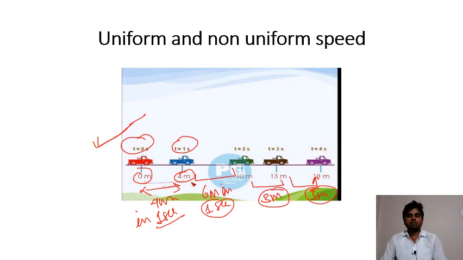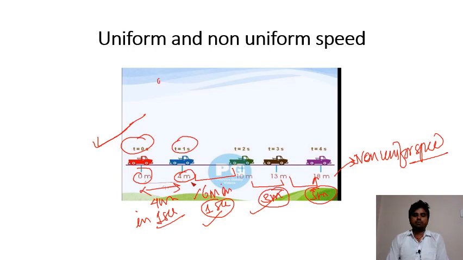So what type of speed can we say about this car? Is it a uniform type or non-uniform type? Okay, so this is non-uniform speed. Why do we call that? Because there are different speeds in equal intervals of time.